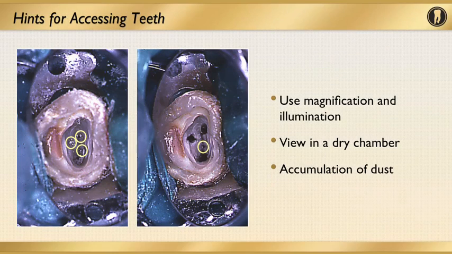So again, astute attention to detail through use of magnification and illumination, viewing in a dry chamber, the accumulation of dust and identifying these orifices is one way that we have to overcome treatment failures. And this is illustrated in this picture, the small white areas that you notice through the use of magnification. Isolation with the dust on the left will identify all of the canal orifices, and on the right will identify the elusive mesiobuccal 2 orifice that can sometimes haunt us down the road through treatment failure.